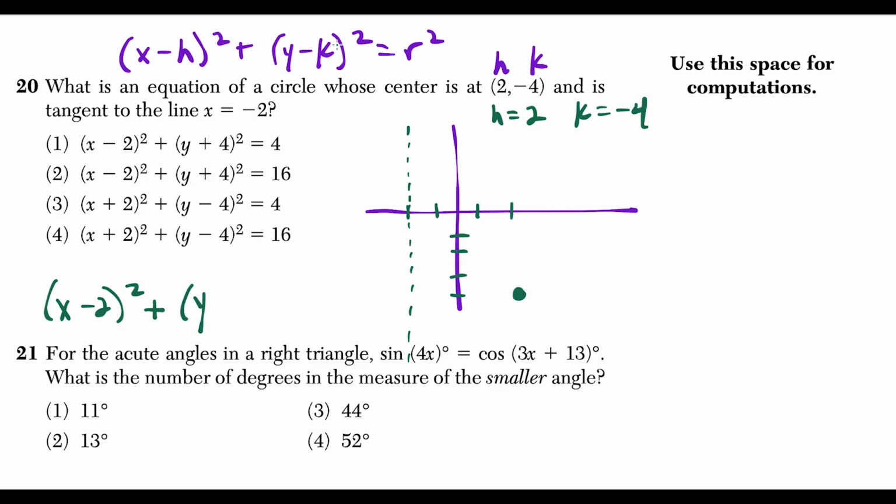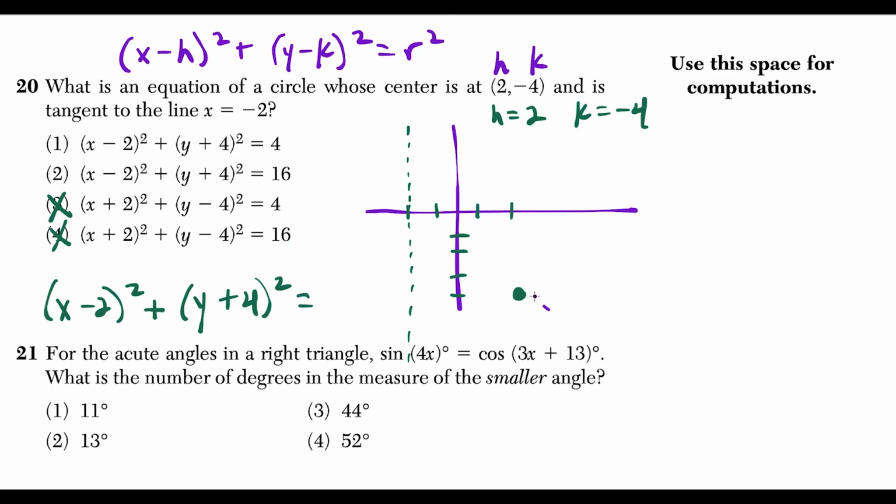But if I do y minus k, minus -4 is going to change to +4. +4 squared equals, and then this is the part we're looking for. Now, what I notice right away is that choices 3 and 4 could be eliminated. So if this is all you could do, then you have a 50-50 shot of guessing this right.